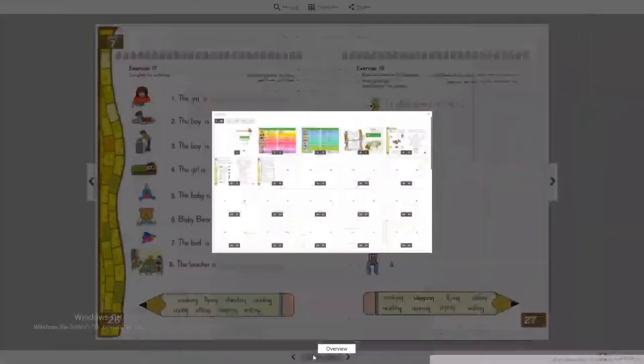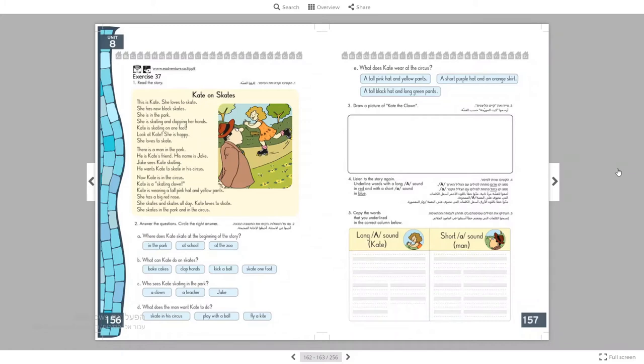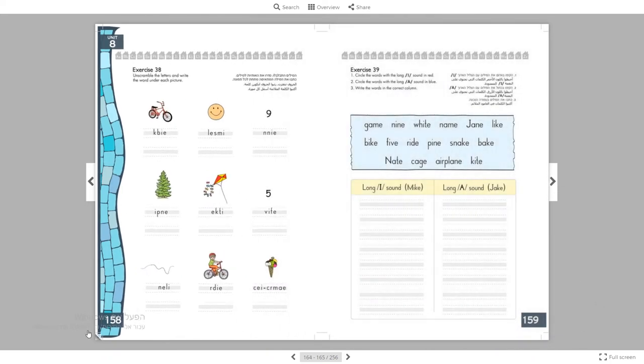Okay, this is your book. We are in page 156. Do you remember? This is the story of Kate on skates. So if we move on to page 158, here you can practice the I sound. Okay. I will leave these two pages for you to practice at home. Not homework, again, not homework. If you like to practice and review, you can solve these two pages by yourselves at home as an extra exercise for enrichment.